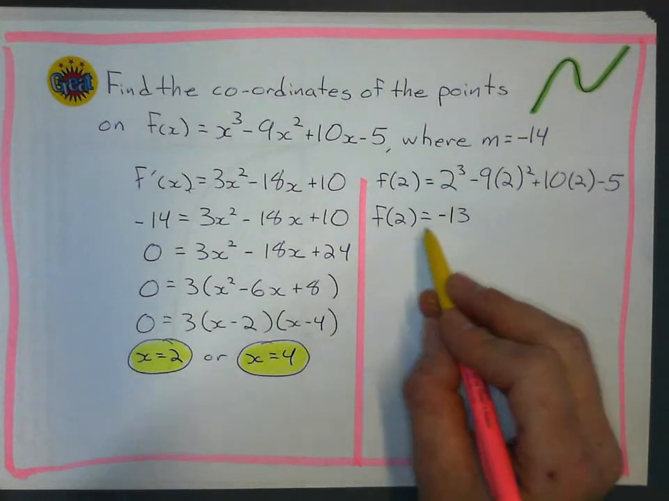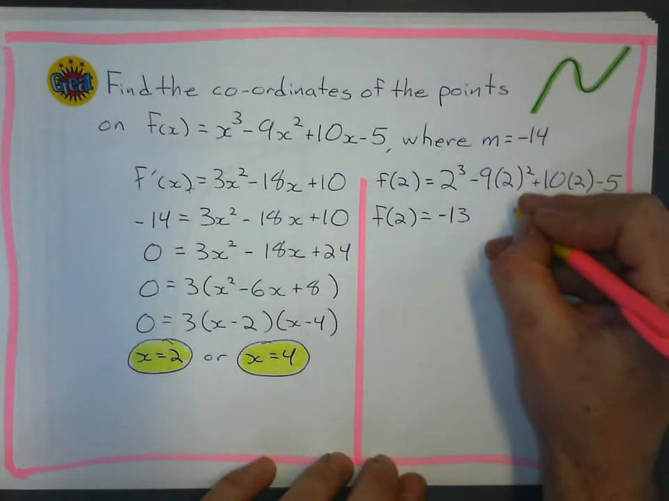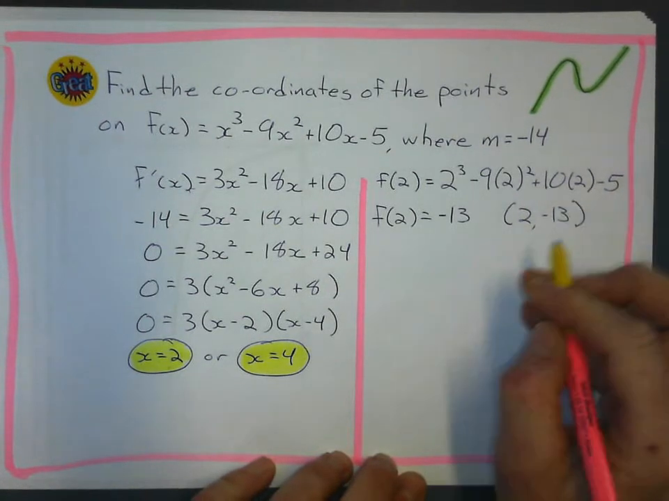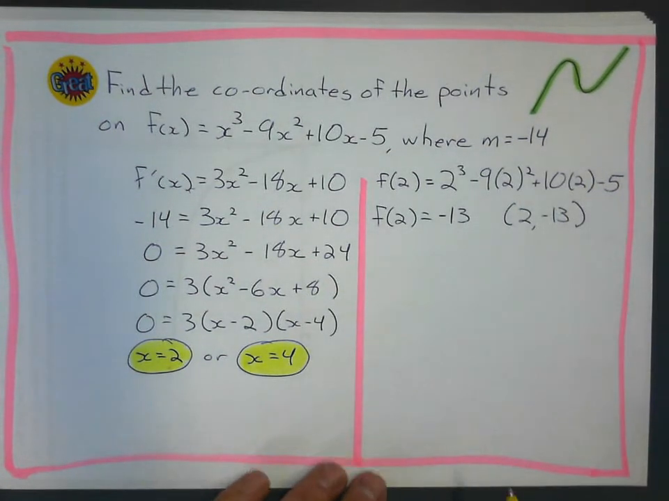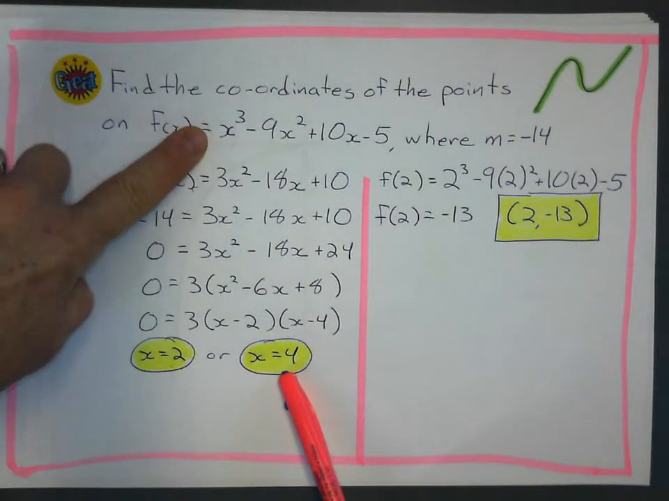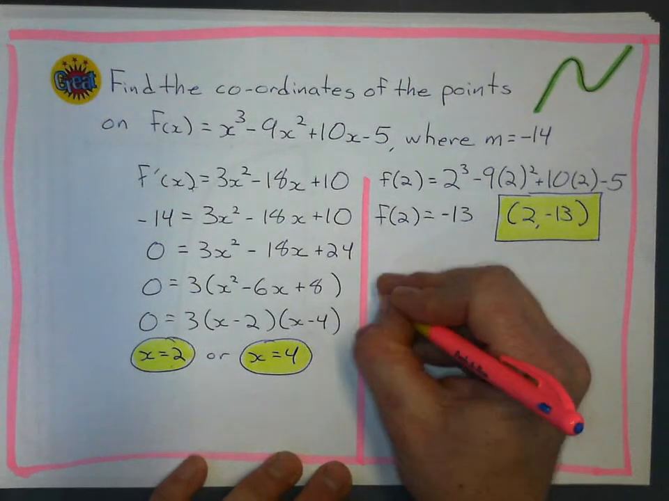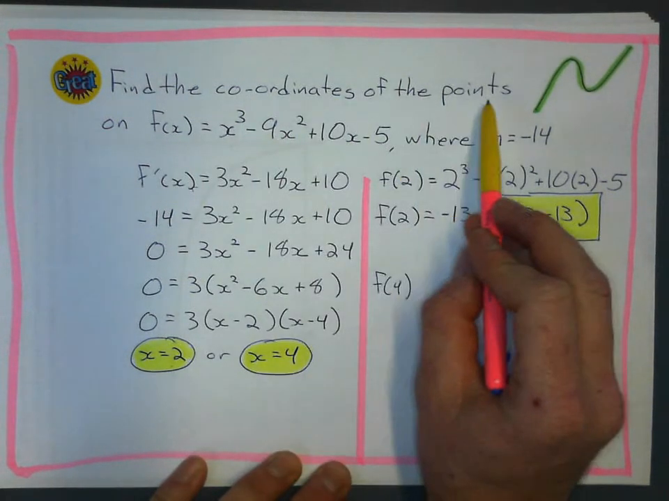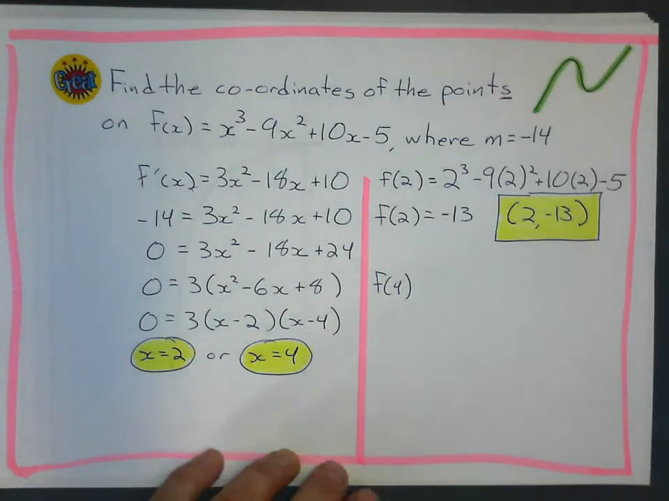Okay, so when x equals 2, y equals negative 13. That is my first point: 2, negative 13. The gradient is negative 14. So now we plug in x equals 4 into the original equation, and that'll give you the other y-coordinate. Do we need to find both? Yeah, both. Find the coordinates of the points, I guess, plural.